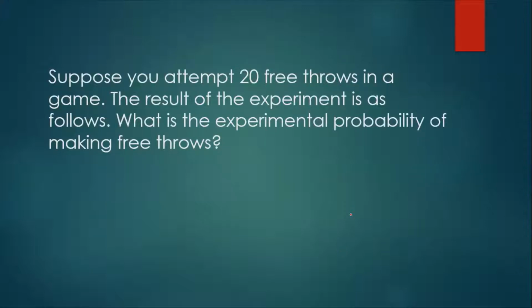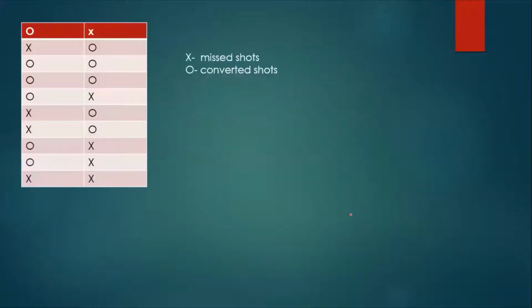Suppose you attempt 20 free throws in a game. The result of the experiment is as follows. What is the experimental probability of making free throws? I have here a table that shows the number of missed shots and the number of converted shots. The X mark is for the missed shots, and the 0 is for the converted shots.